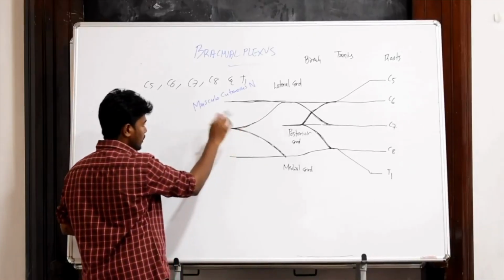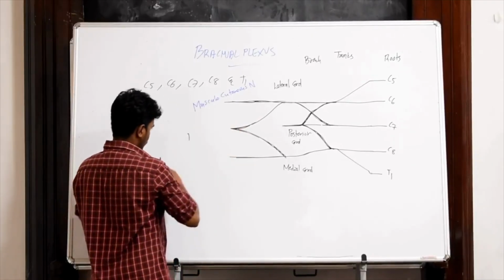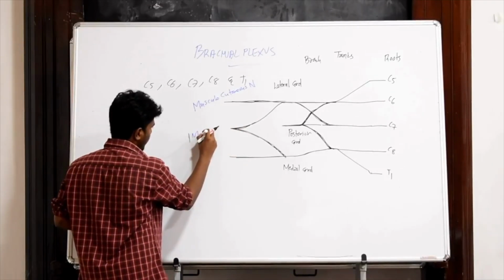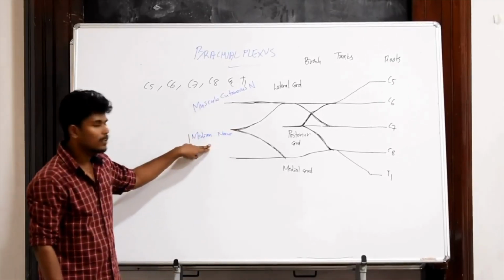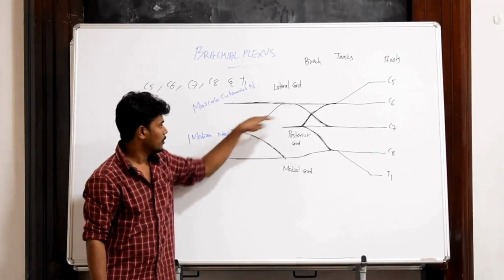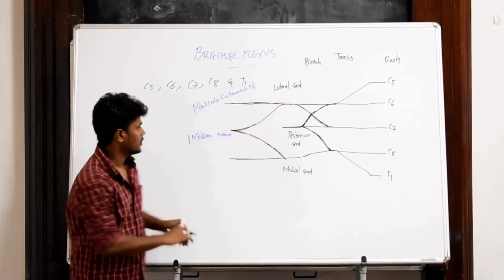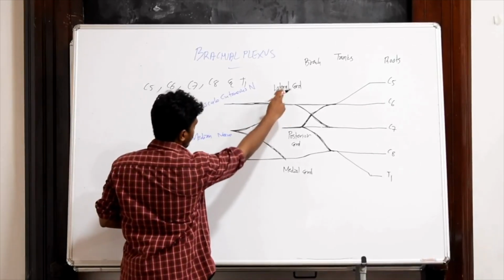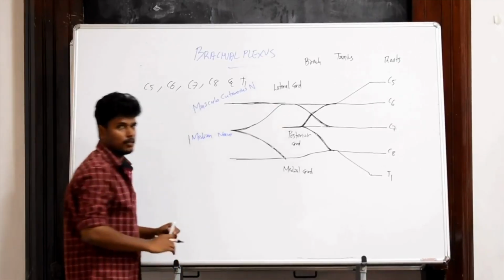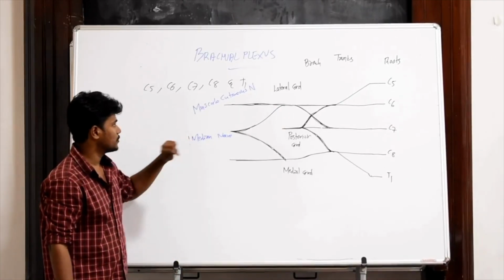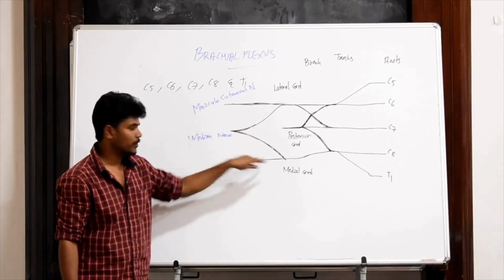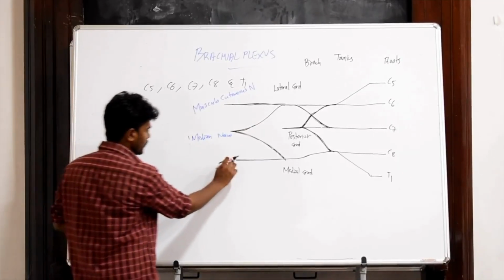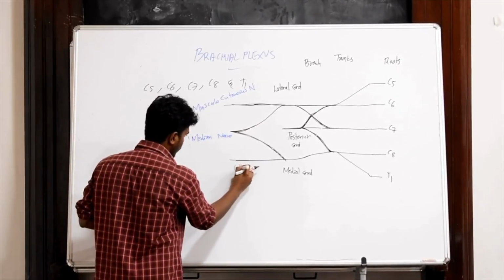This nerve that is in the middle plane is called the median nerve. See, median nerve has two roots or two tributaries: one is from the lateral cord and one is from the medial cord. So we could tell that median nerve is formed by a lateral root from the lateral cord and by a medial root from the medial cord. This nerve is the ulnar nerve.